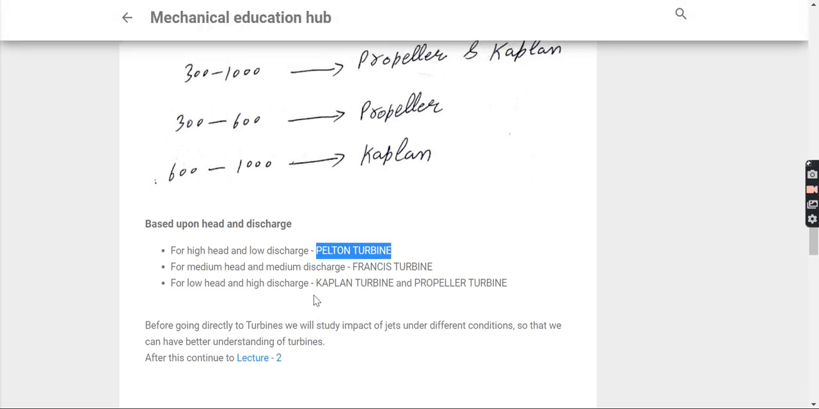Now before going directly to turbines, we need to study the impact of jets under different conditions so that we can have a better understanding of turbines. So let's move to the impact of jets.